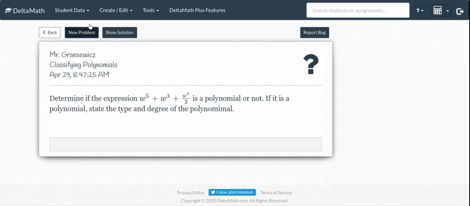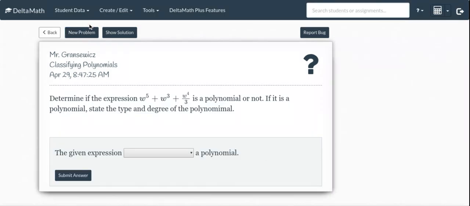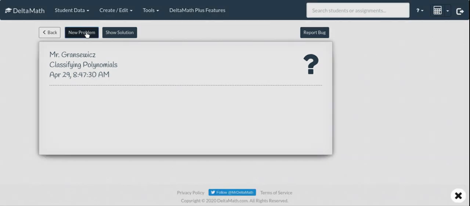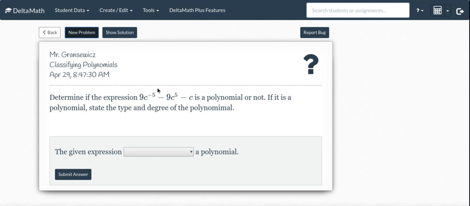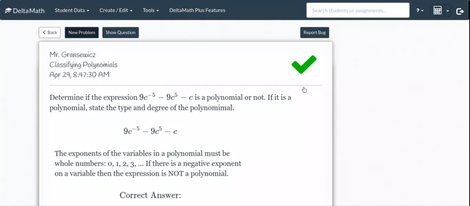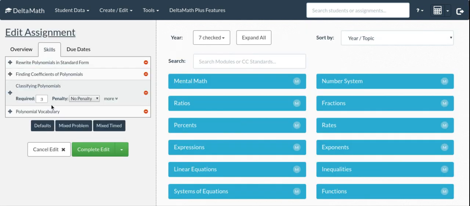Let me see if I can find any that have a negative exponent. I passed one before. Let me see, there's one. So this would not be a polynomial because this term right here has a negative exponent. So you would just go, does not represent a polynomial, and that one's done. That's how fast those ones can be. If it has a negative exponent, or if the exponent is in the bottom of a fraction, that would still make it negative. Okay, so that's how to classify.